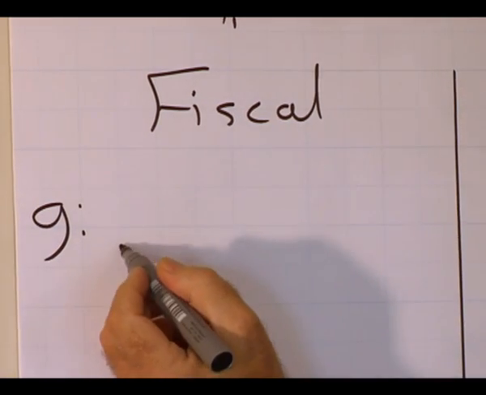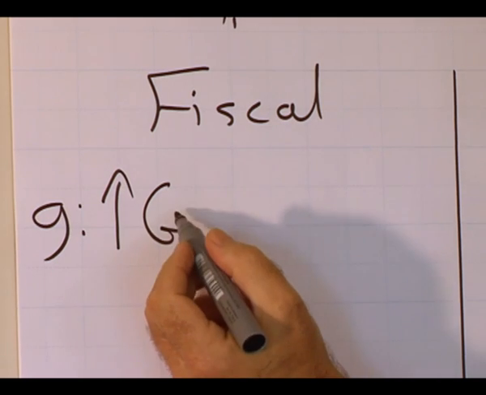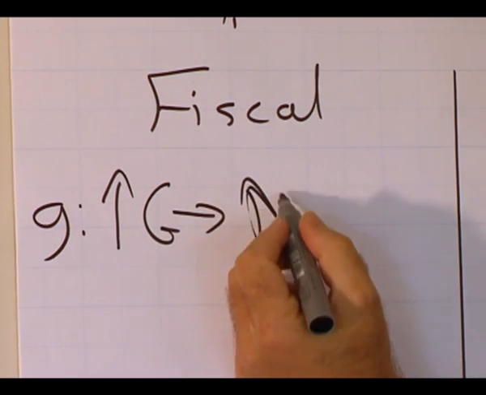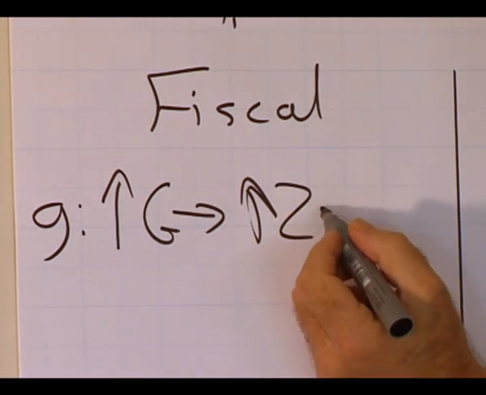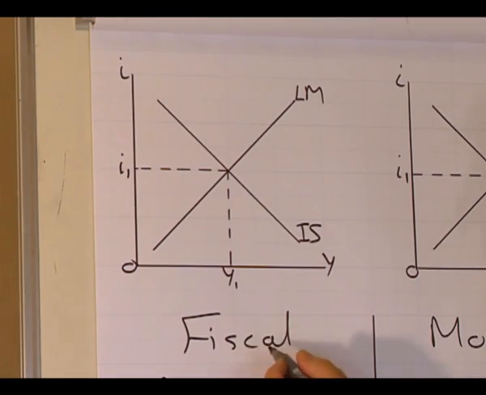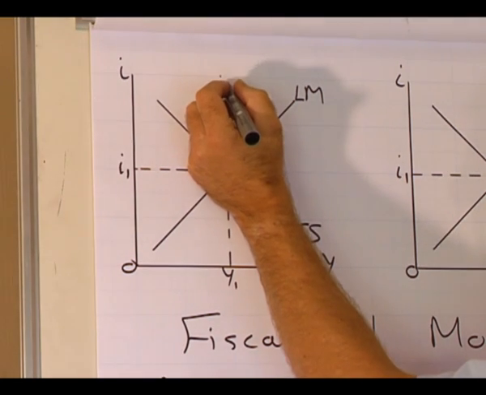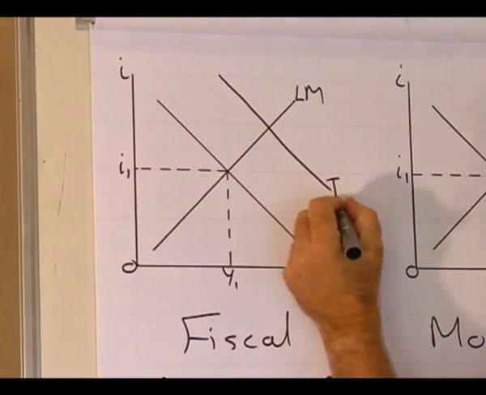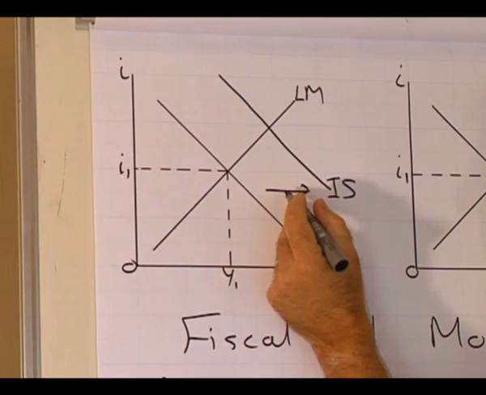Fiscal policy, an increase in government spending, leads to an increase in demand for goods and services, leading to an increase in the output level. We can also show this graphically. The increase in demand for goods and services shifts the IS curve to the right.